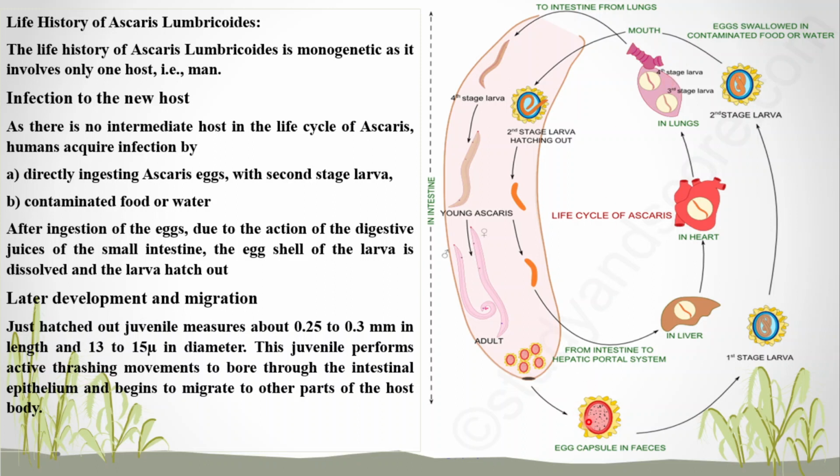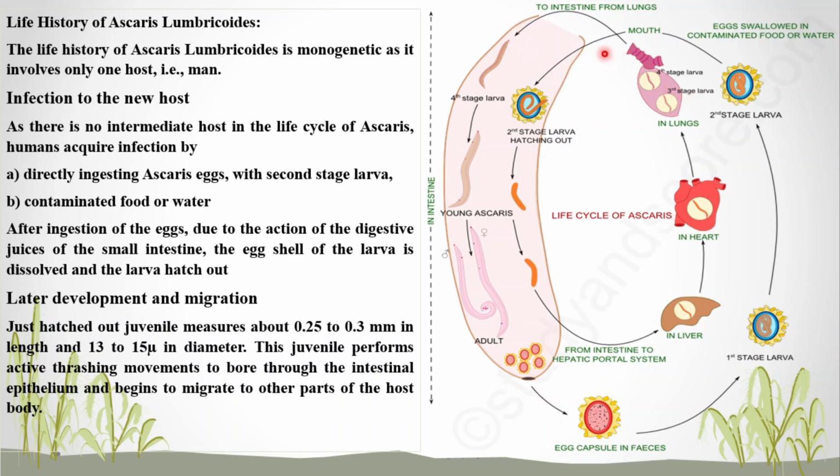See, this is the egg capsule in feces. Feces, that means this is to the intestine from the lungs. Eggs are swallowed, these are the lungs. This is the life cycle of Ascaris in the heart. This is the complete structure of the intestine of human beings. So in this intestine, how many stages are there?